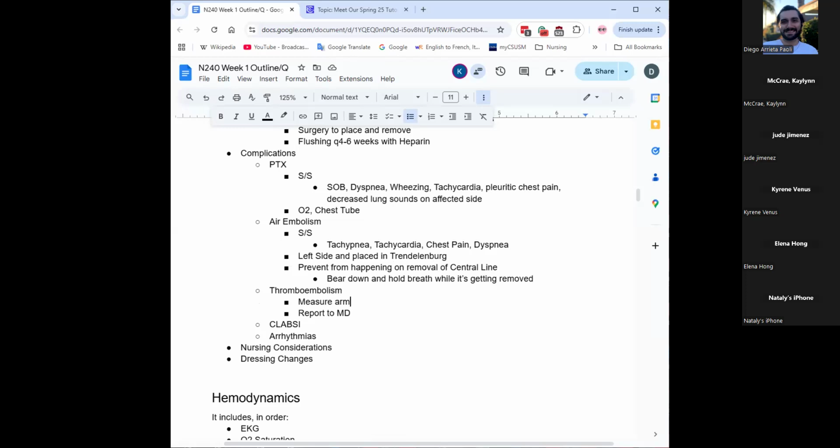It says cool or warm washcloth to the arm. When it comes to that, I believe it should be cold. The idea being that it constricts, therefore it doesn't dislodge or keep going. I've seen arguments on both sides, so it's up to your policy. Definitely don't massage it though. That's a hands down one. Flush it frequently to keep patency.